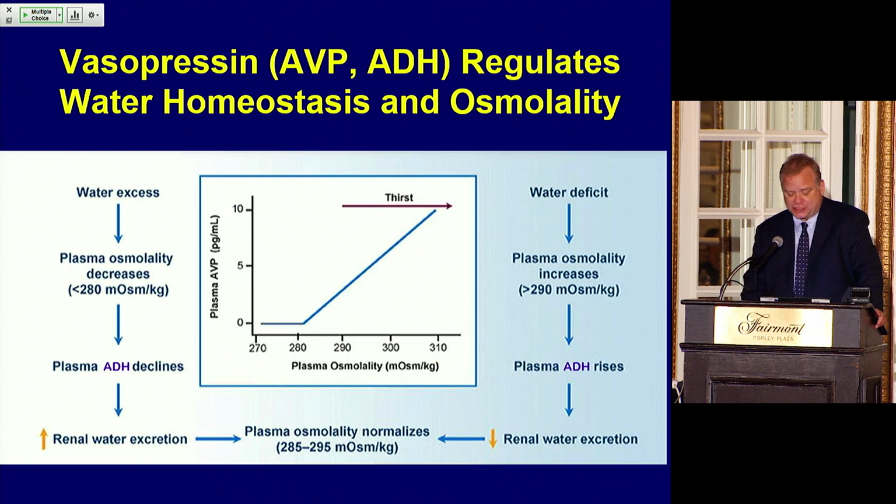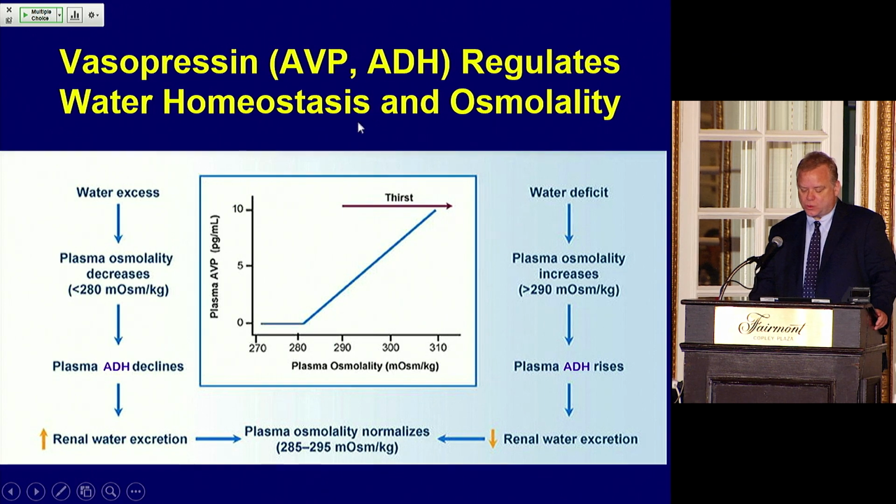Just to go through the physiology, vasopressin or AVP or ADH, antidiuretic hormone, regulates water homeostasis and osmolality primarily. So with water excess, osmolality decreases, plasma vasopressin declines. You get an increase in water excretion by the kidney, and that normalizes osmolality. There's an osmotic response curve in terms of the release of vasopressin, which we'll talk about, and a thirst curve as well. If you have a water deficit, you get an increase in osmolality that stimulates plasma vasopressin and also stimulates thirst, and that reduces renal water excretion and then helps normalize your osmolality.